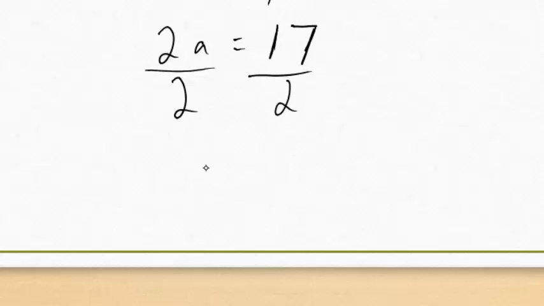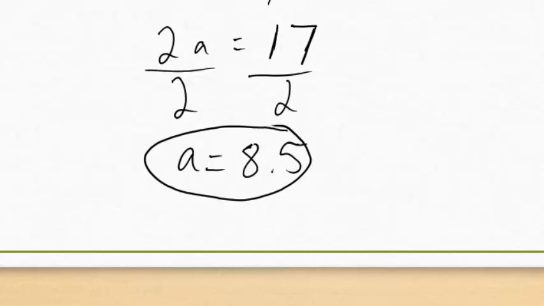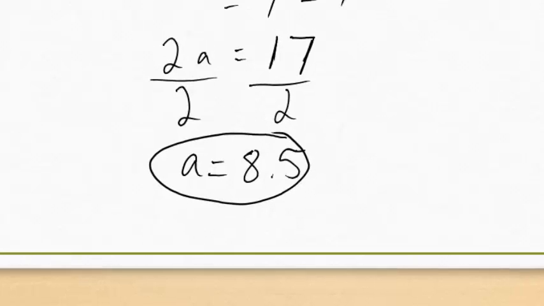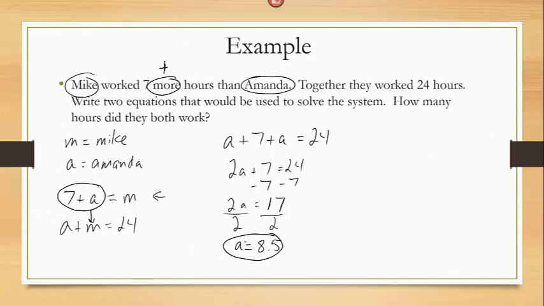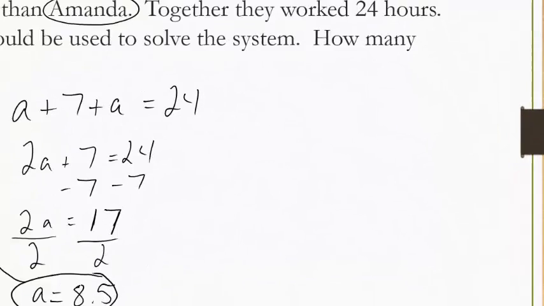And A equals 8.5. So Amanda worked 8.5 hours. So we've solved for how many hours Amanda worked. Now we need to solve for how many hours Mike worked. So let's replace this A right there with 8.5.